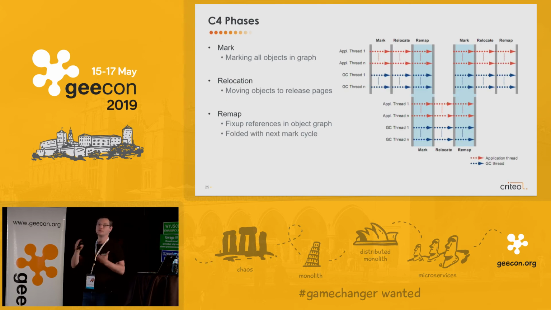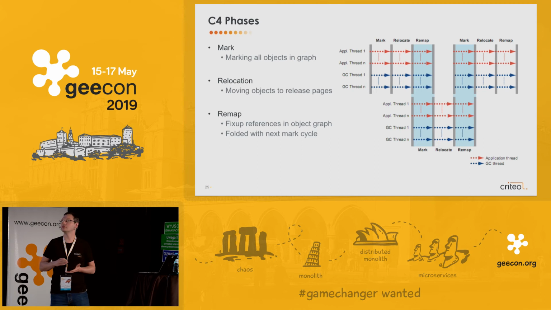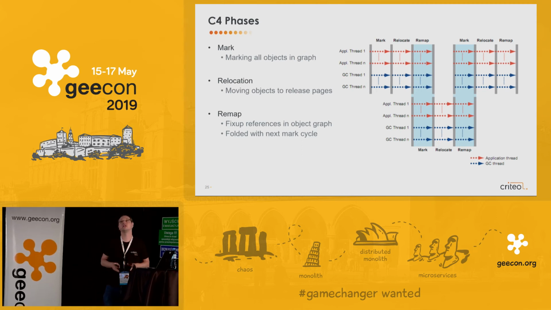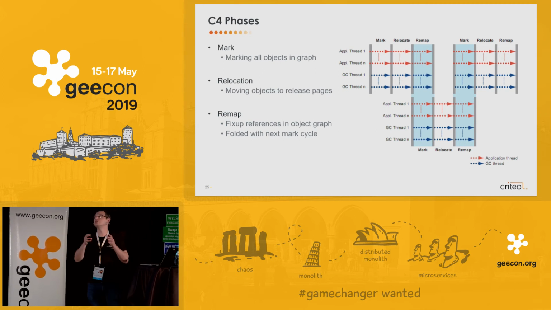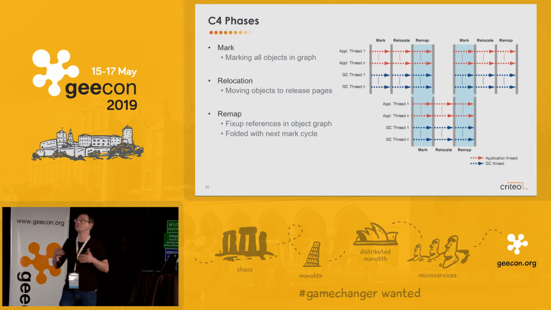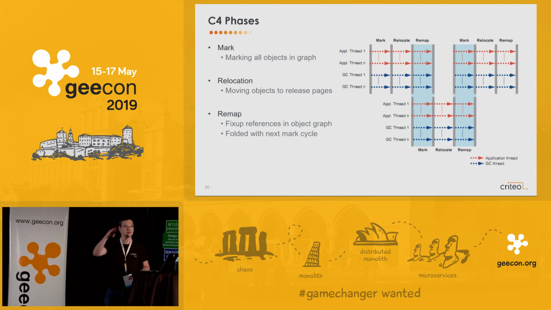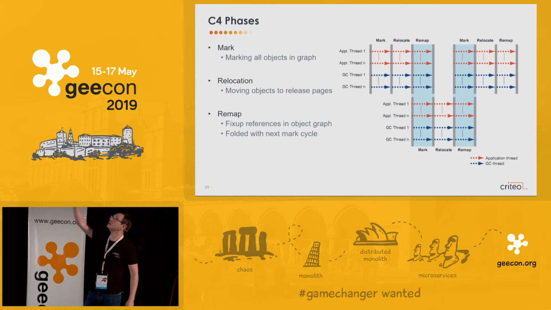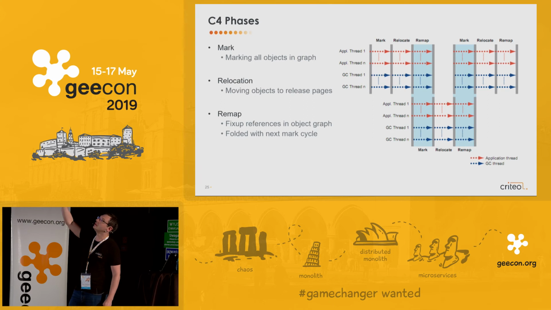For the remap, we can fold this remap phase into the mark phase because we go through all the object graph, all the objects from the object graph. So as we are traversing this object graph, we do the same for the mark phase. So we can fold those two phases instead of traversing the object graph twice. Graphically, you can see that the remap phase for the first cycle is merged with the mark phase for the second cycle, and so on.